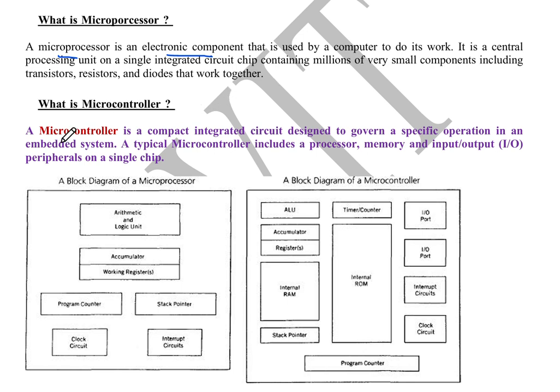Next, what is a microcontroller? A microcontroller is a compact integrated circuit designed to govern a specific operation or task in an embedded system. And a typical microcontroller includes a processor, memory, input output, and peripherals on a single chip.